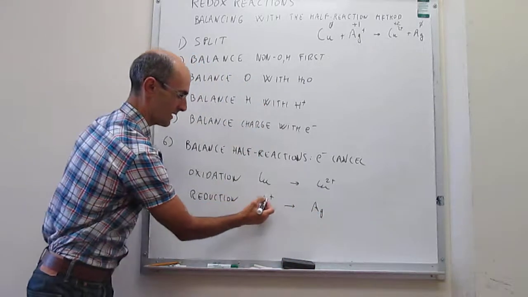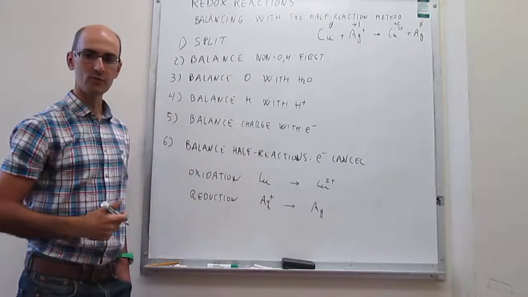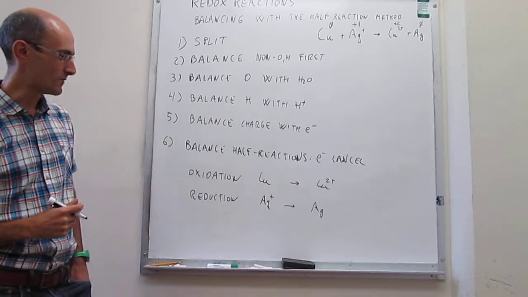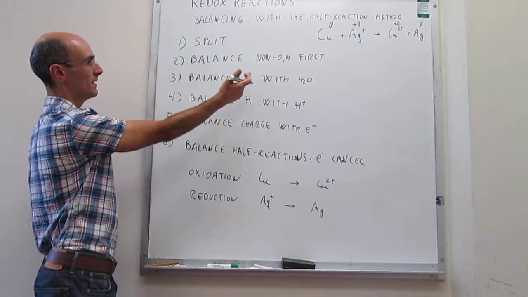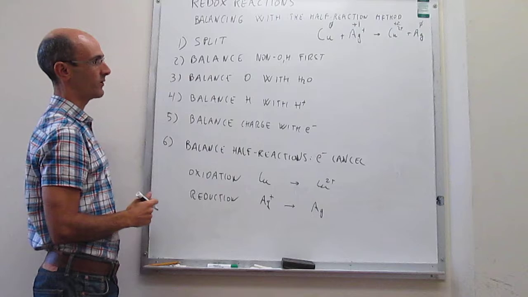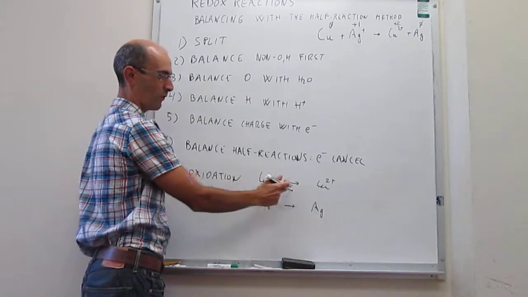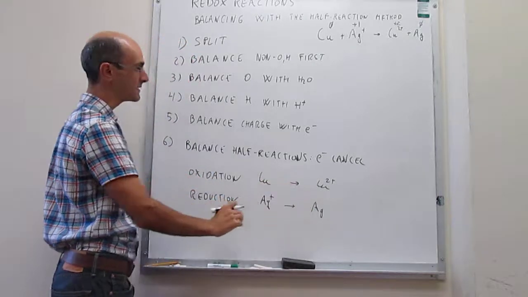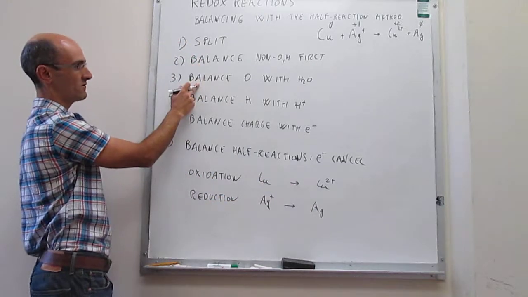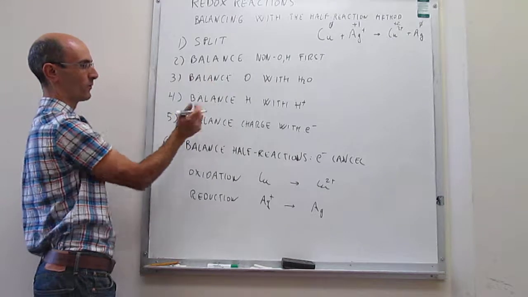Then let's use this list of rules that we have right here to balance these half-reactions. We have already split the two half-reactions, then balance non-oxygen or hydrogen atoms first. I have 1 atom of copper, 1 atom of copper, balanced. 1 atom of silver, 1 atom of silver, balanced. We've already done this. There's no oxygen, there's no hydrogen, so we're going pretty fast.